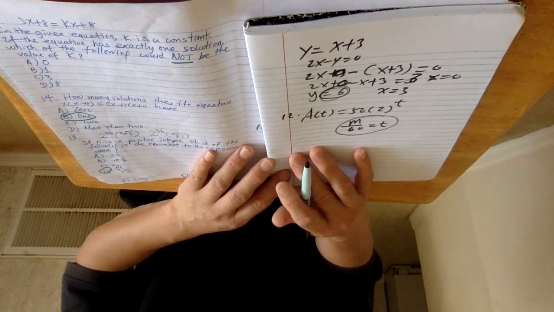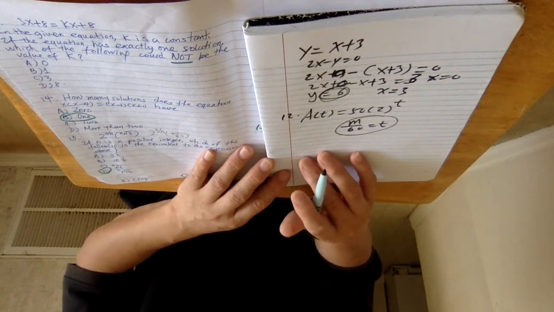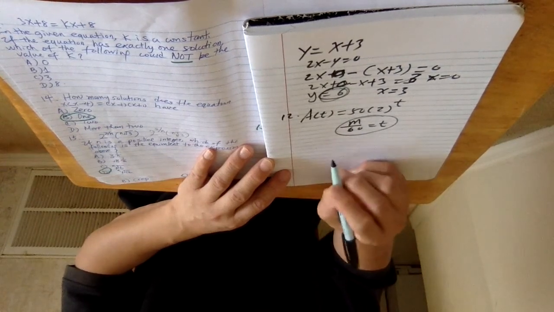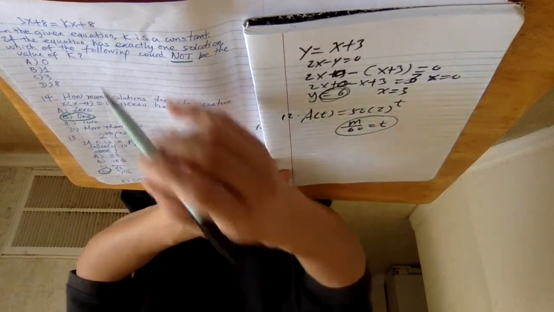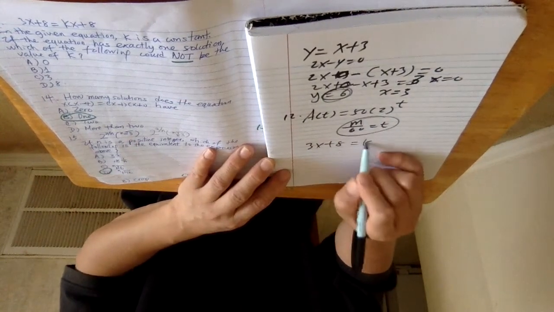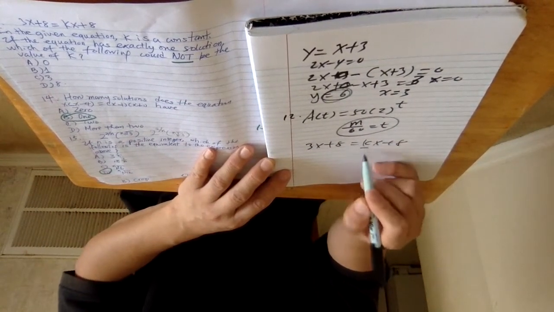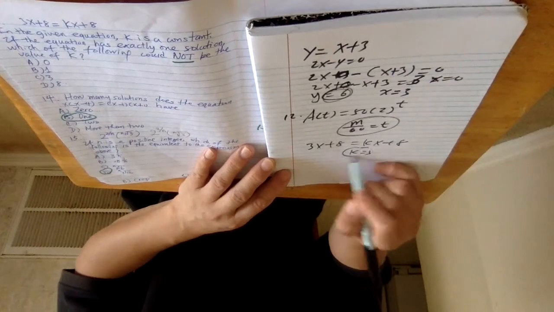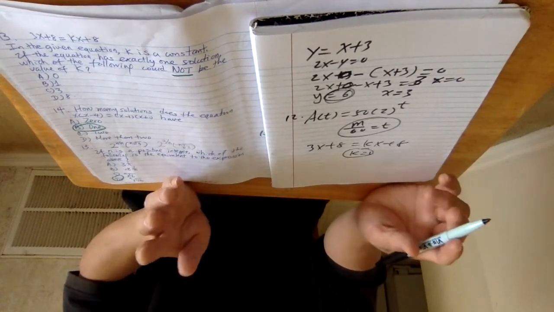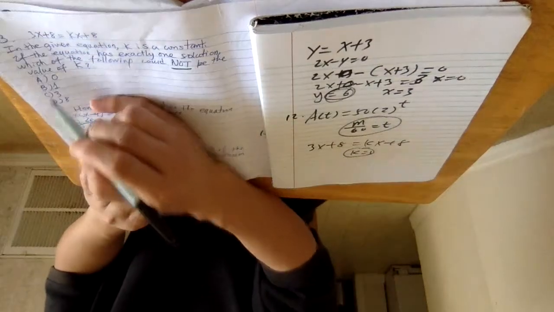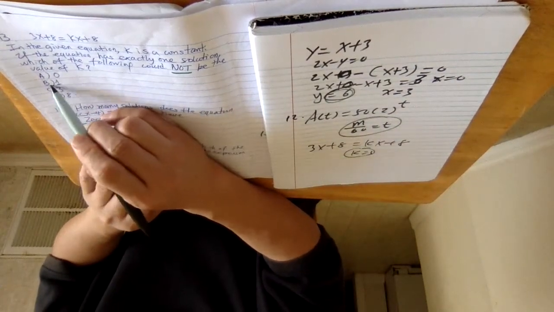Number 13, 3x plus t plus 8 equals kx plus 8. In the given equation, k is a constant. If the equation has exactly one solution, which of the following could not be the value of k? So 8 cancels out. So k cannot be 3, because that would make it have no solutions or infinitely many, since it can be anything. All right.